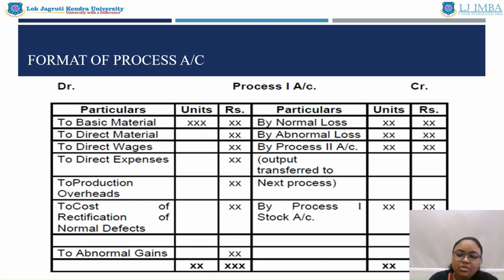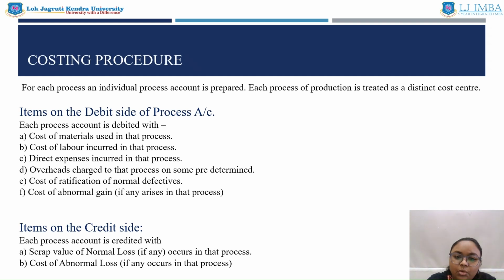Okay, so let's understand it in a clearer manner. Each process account is debited with cost of material, cost of labor incurred in that process, direct expenses incurred in that process, overheads charged to that process on some predetermined base, cost of rectification of normal defectives, and cost of abnormal gain if any arises in that process.